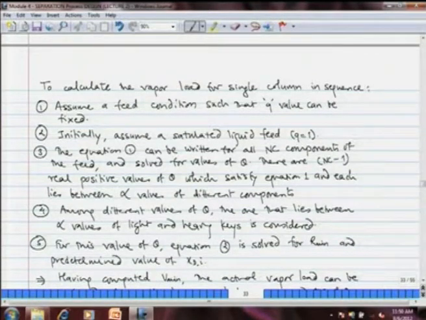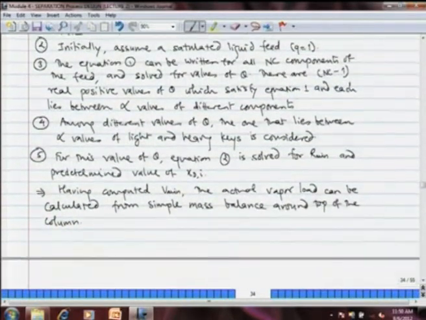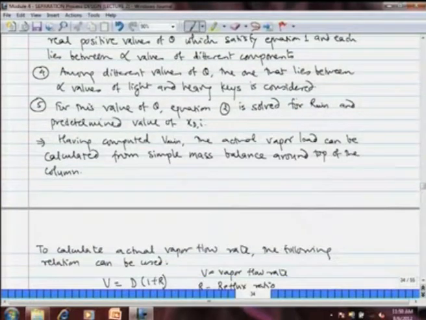There will be NC minus 1 real positive values of theta, which will result as the roots of that polynomial which satisfy equation 1, and each of these theta values will lie between the alpha values of different components. This is very important. Each theta value will lie between the alpha values of the components. Now, among different values of theta, the one that lies between alpha values of the light and heavy key is considered. Let us say B is our light key element and D is our heavy key element. So, the one that lies between alpha BE and alpha DE should be considered.